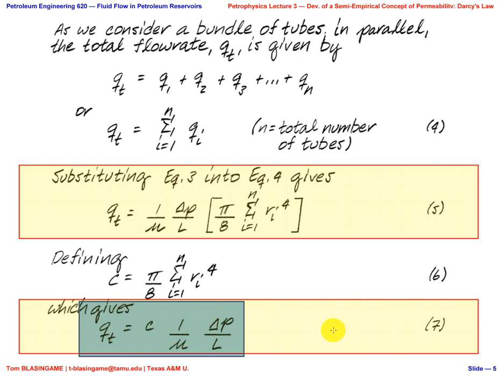All right, so everybody's okay with this so far? No problems? All right. So now we have to derive Poiseuille's law.